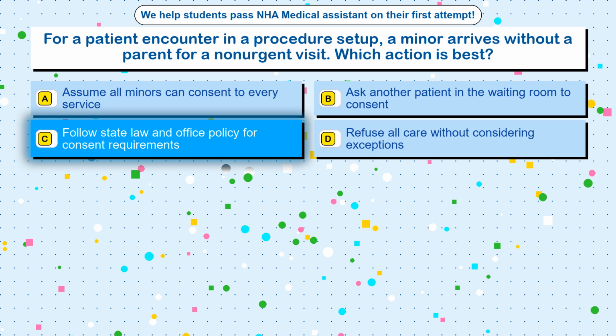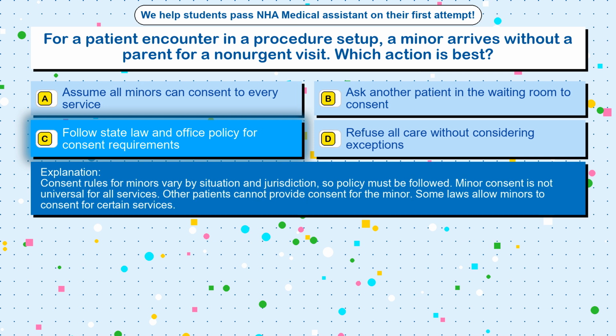The correct answer is option C. Follow state law and office policy for consent requirements. Consent rules for minors vary by situation and jurisdiction, so policy must be followed. Minor consent is not universal for all services. Other patients cannot provide consent for the minor. Some laws allow minors to consent for certain services.